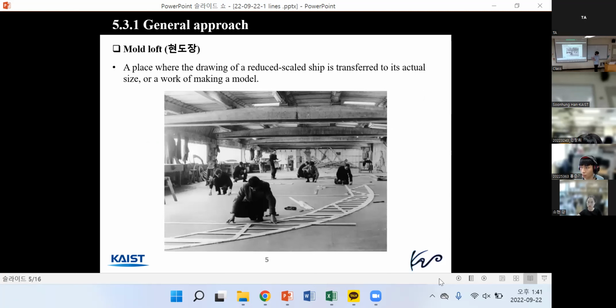Next, I will briefly explain the concept of the molding loft. If we get the 2D line drawings based on the methodology that I explained earlier, the size of the line drawing is not actual size but reduced size. So it is necessary to change the reduced scale to the actual size. Therefore, a place is needed. A place where the drawing of a reduced-scale ship is transferred to the actual size, or where a model is made, is called the molding loft.